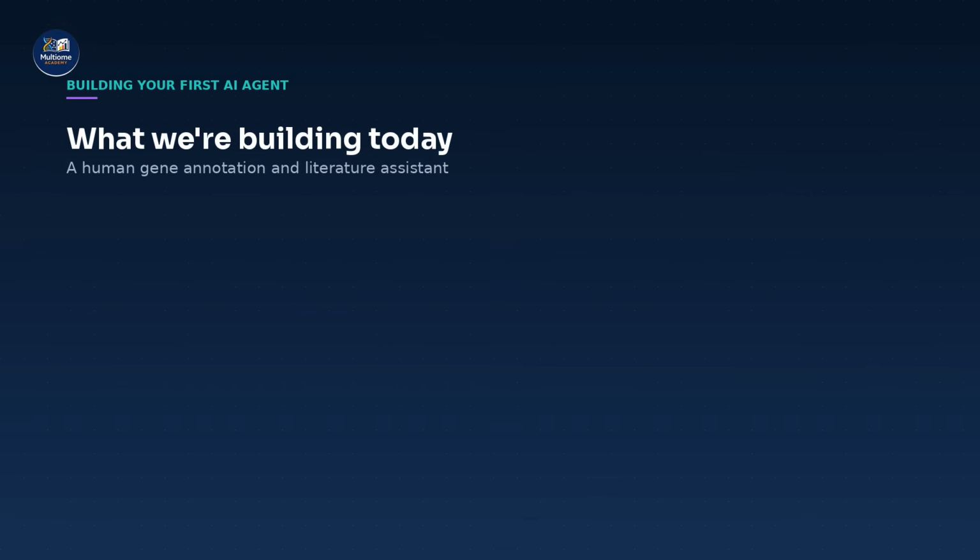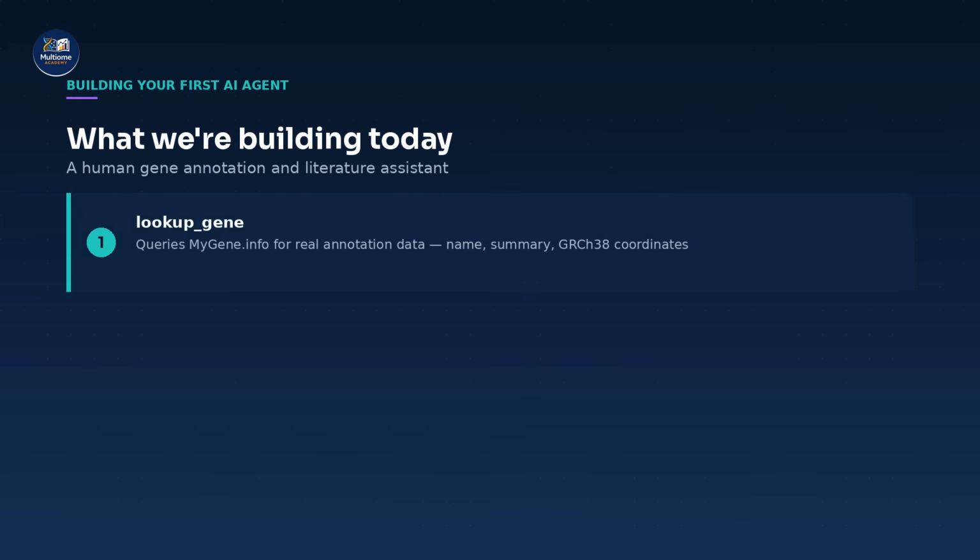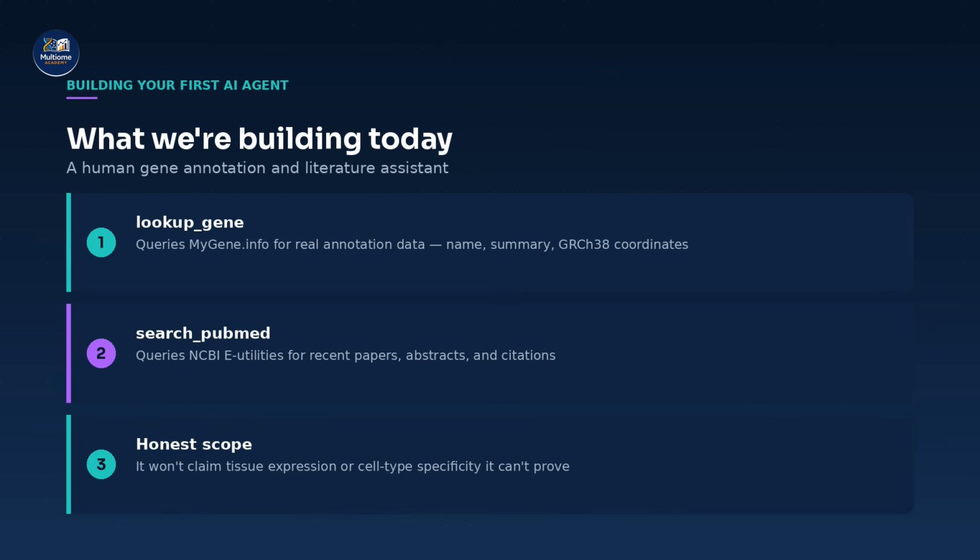Today we're building a human gene annotation and literature assistant. Ask it something like, what does the GFAP gene do, and which chromosome is it on in GRCh38? lookup_gene calls MyGene.info for real annotation data: name, summary, GRCh38 coordinates. search_pubmed calls NCBI's utilities for recent papers, abstracts, and citations. And one honest note, general gene annotation can't tell you about tissue expression or cell type specificity. A good agent is explicit about what its tools can and cannot prove.